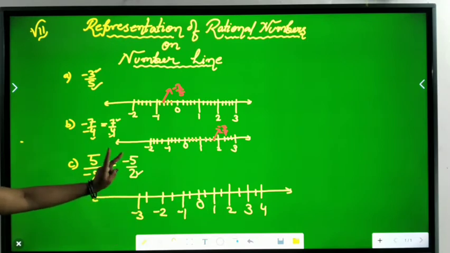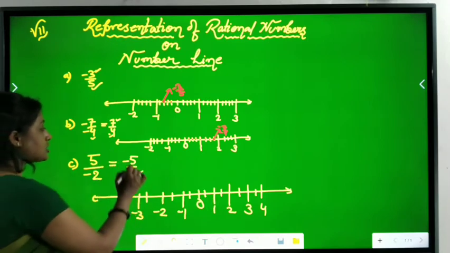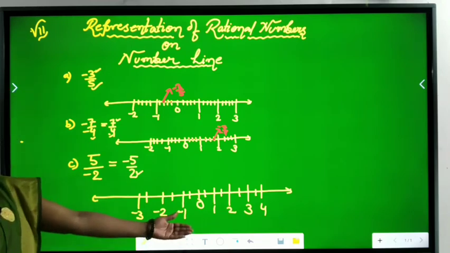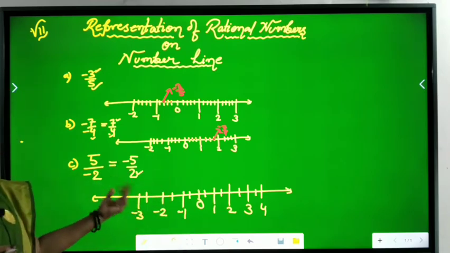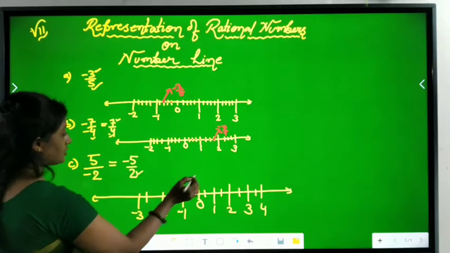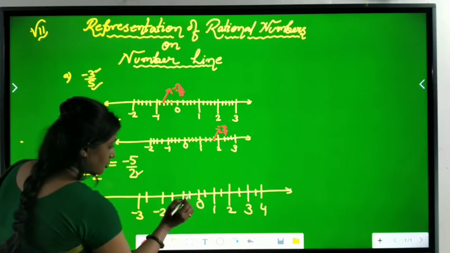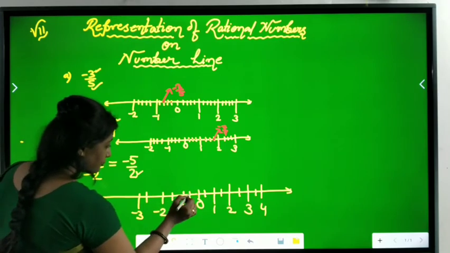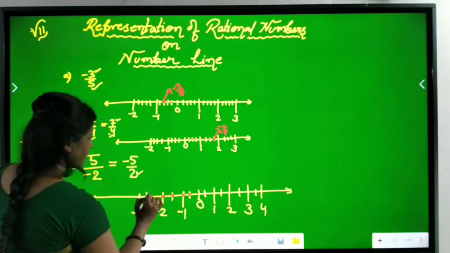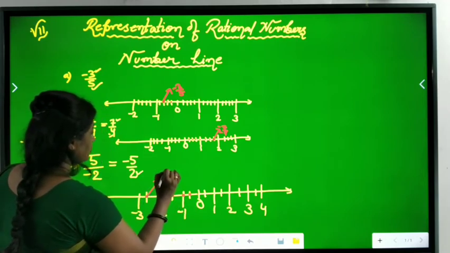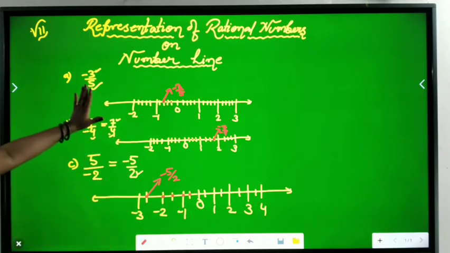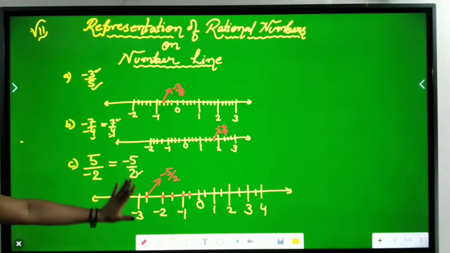Now, next we will examine the numerator. The numerator here is minus 5. So definitely we will check on the left side of 0. Let us see where it is. Minus 5. Leave the 0, don't count the 0. From here, 1, 2, 3, 4, 5. So this will be your minus 5 by 2. Look at the way I have represented a rational number on the number line.